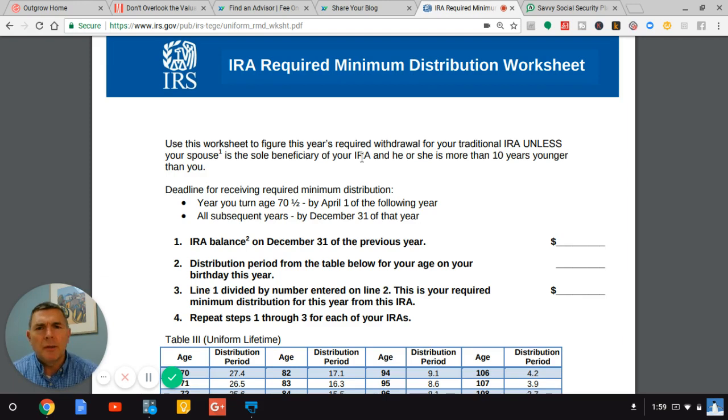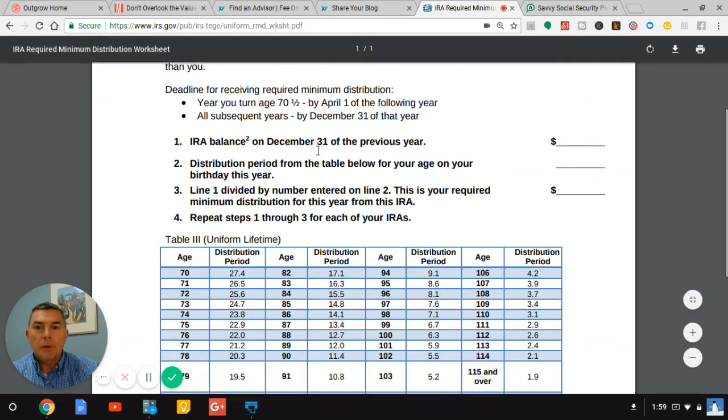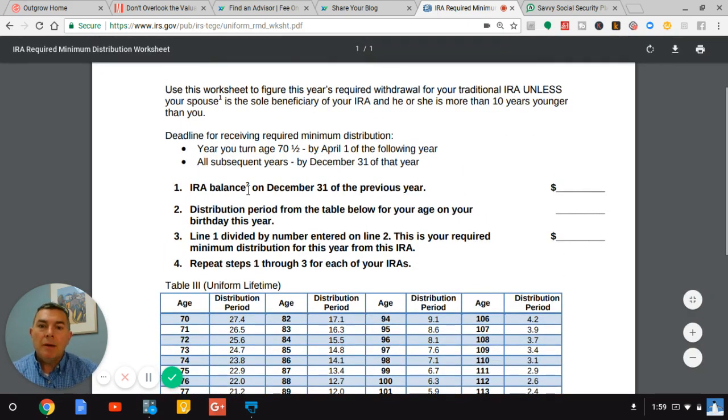You can click on my playlist for taxes and RMDs and all that to get a gauge of where I'm coming from. At the end of the day, just don't mess around with that. Just play it for what it is. At 70, start taking your required distributions. All right, so now you're 70 years old, and your IRA balance on December 31st of the previous year.